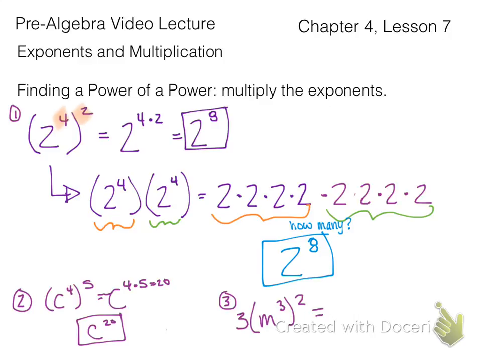Next example, we have 3 times m to the 3rd to the 2nd. So we're going to multiply the exponents. 3 times 2 is 6, and then it's 3m to the 6th.